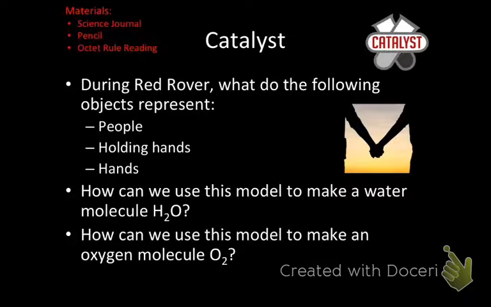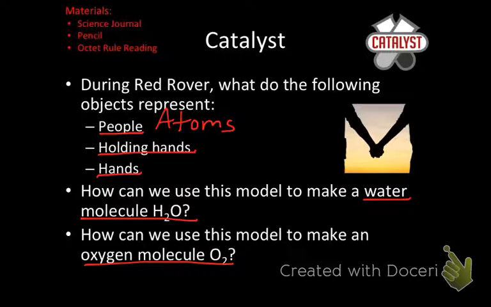Alright, so you should have answered the questions. I'm going to go over the answers quickly now. So the people holding hands, the hands themselves, what do they represent in the game Red Rover? How can we use this model to make a water molecule using Lewis dot structures like we were doing last week? And what about an oxygen molecule?